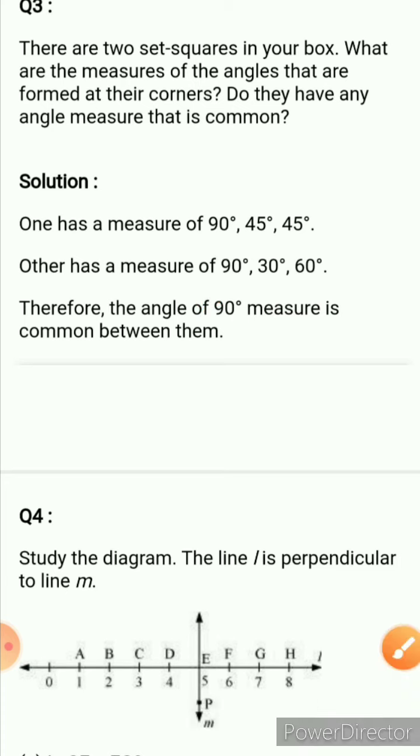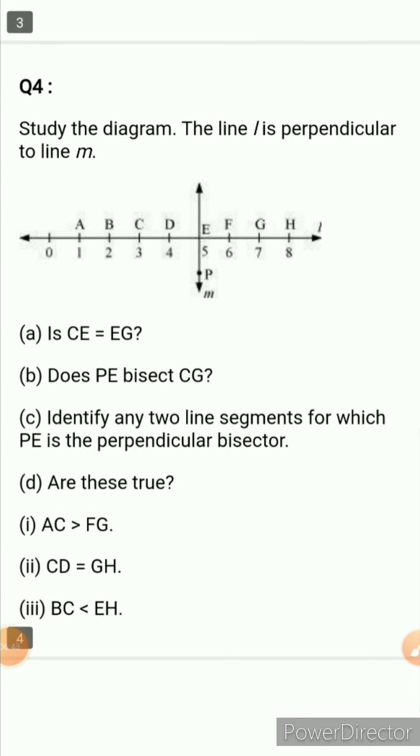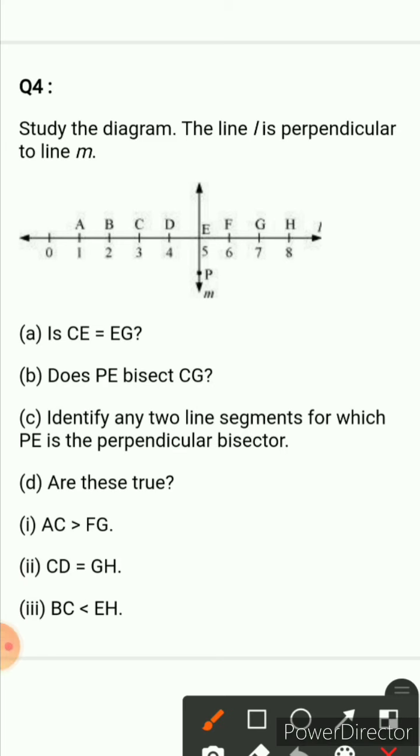Okay, and you can draw the set square set also. आप अपनी नोटबुक में set square का set भी draw कर सकते हैं. Now come to the next question. Question number 4. Study the diagram.